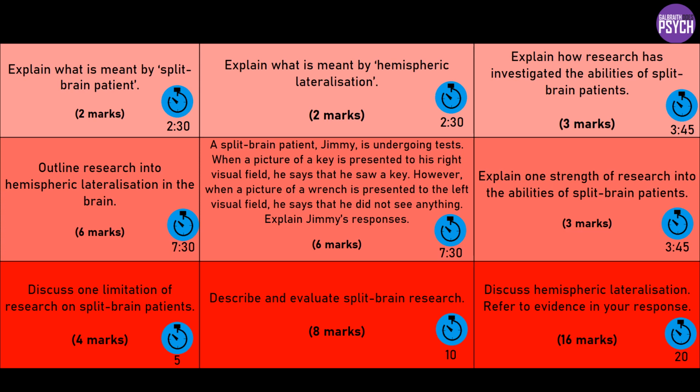Anyway, we're now on to some evaluation. So, we want to explain a strength. I don't want to go off and discuss it too much, I just want to explain. So, a PEEL kind of structure. So my point might be that one strength of research on split brain patients is that it was done in lab conditions. The researchers, Sperry and Gazzaniga, were able to control elements such as giving everybody the same images and same words. They were able to control participants' gaze by making them fixate on the cross at the center of the screen.